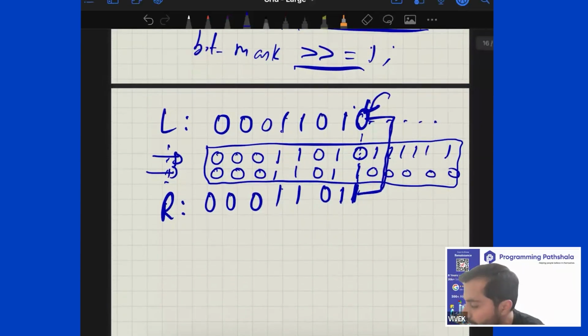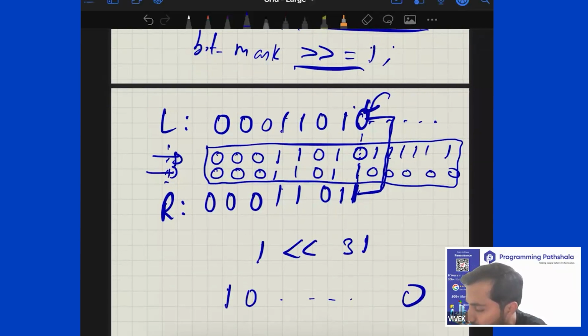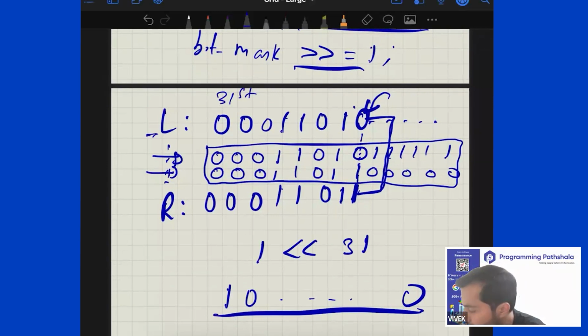So what I did, I constructed a large enough bit mask, 1 left shifted by 31, and that bit mask would be 1 followed by all zeros. And imagine this is your 31st bit. So if AND of this with L is the same as AND of this with R, does it mean that both these bits would be the same?